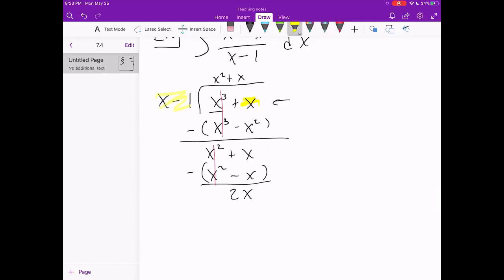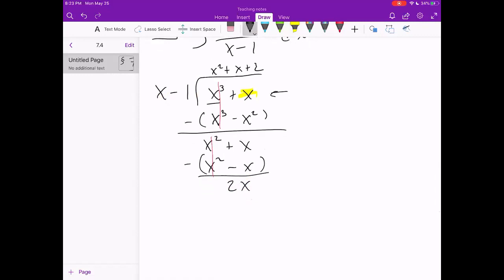Now I'm looking at this and this. So what do I multiply x by to get 2x? Well, I multiply it by 2. So I do a plus 2 up there, and then I just do the multiplication. 2 times x is 2x, minus 1 times 2 is minus 2, sorry. I'm going to subtract these. So again, these cancel just like I want it to. Now I have a negative 2, so that's a positive 2. And I have to stop here. The degree of 2 is less than the degree of x minus 1, so I stop.